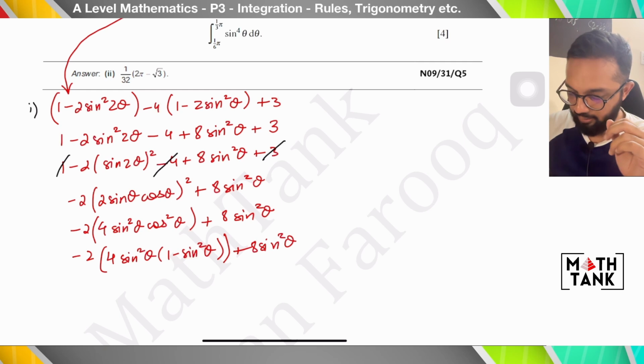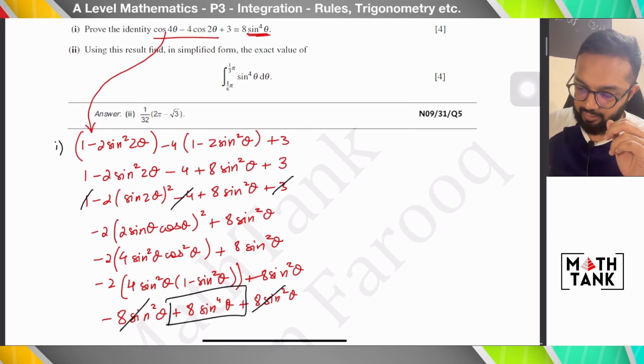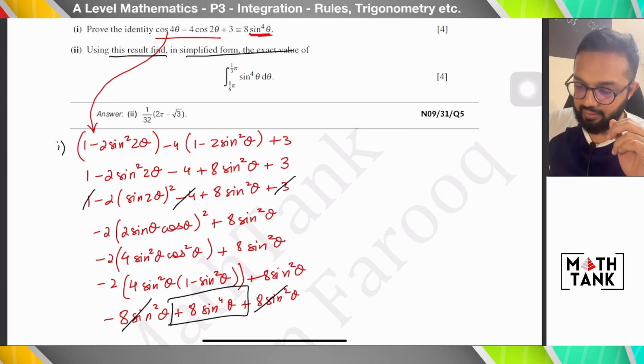And multiplying all of these gives me minus 8 sine square theta plus 8 sine power 4 theta plus 8 sine square theta. And I think I have my answer there. This cancels out, and therefore that is the correct answer. Then it says using this result, find in simplified form the exact value of this.